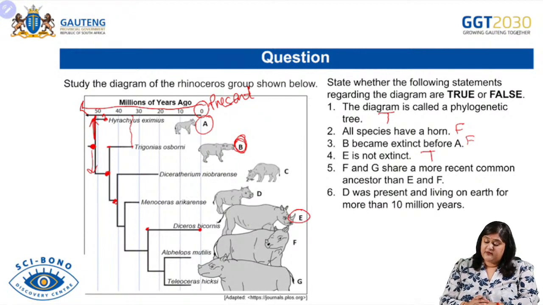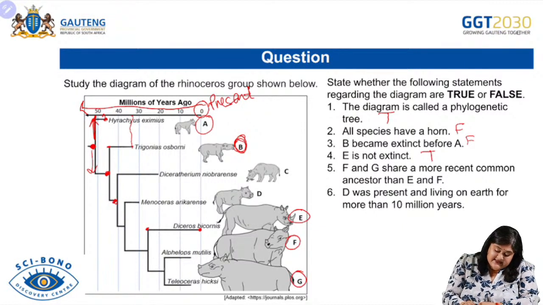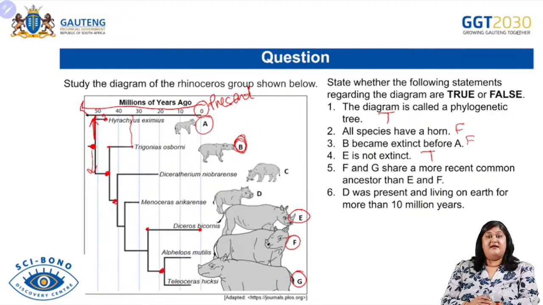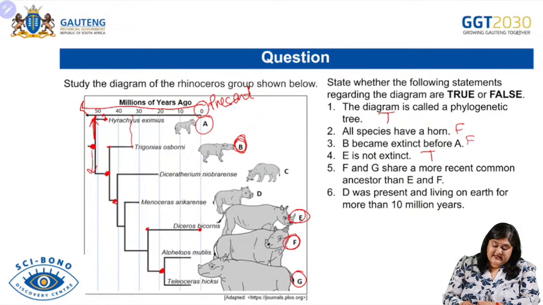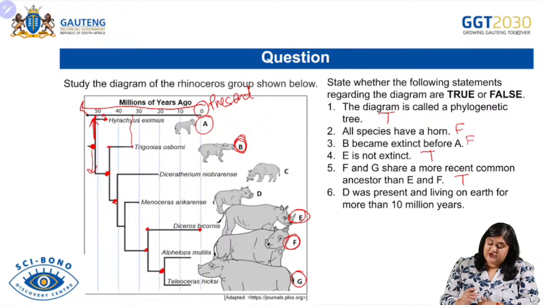F and G share a more recent common ancestor than E and F. Let's look at F and G. They share a more recent common ancestor, and their common ancestor is this one. Yes, they do share a recent common ancestor. And compared to E and F, if we look at E and we look at F, we see here that that was the last common ancestor over there. So they do not share the same common ancestor. And F and G share the same common ancestor. So this one is true.